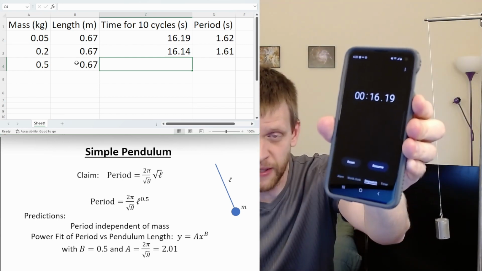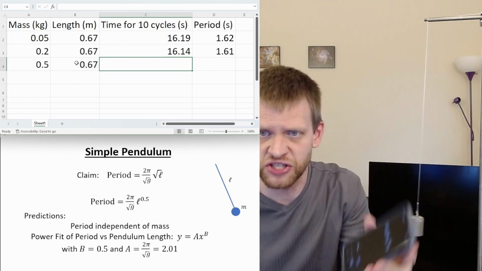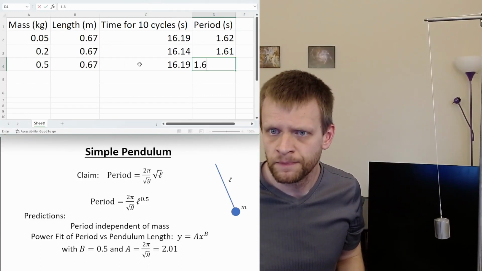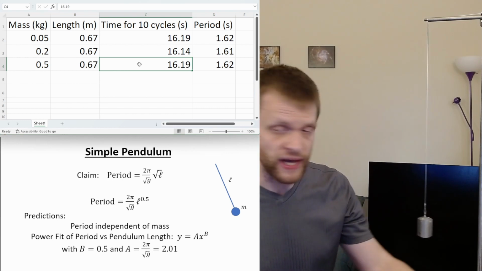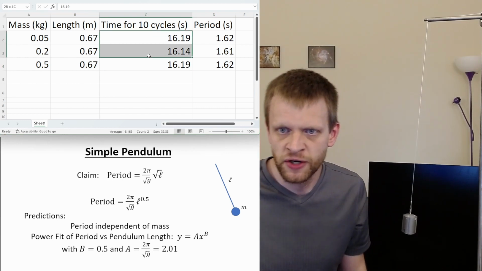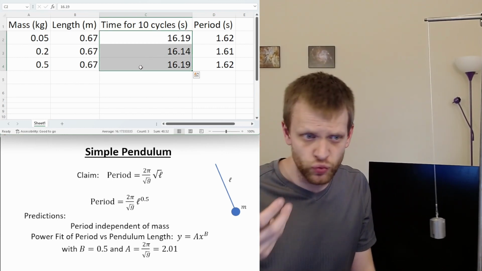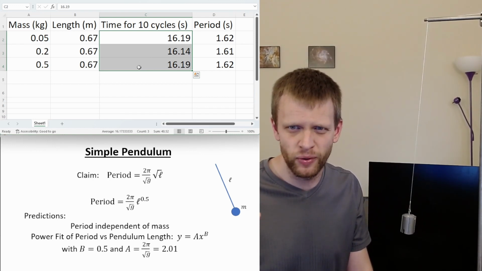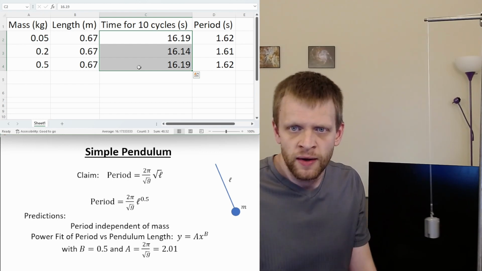Yeah, I did not expect to get it that accurate. So 16.19. So again, these times for 10 cycles, just with human reaction times, I'd expect those to be accurate to within around 0.1 or 0.2 seconds.